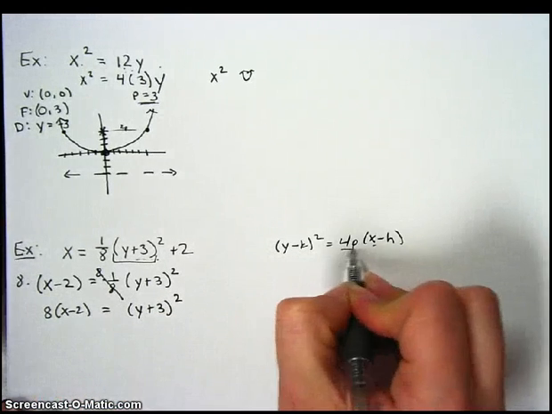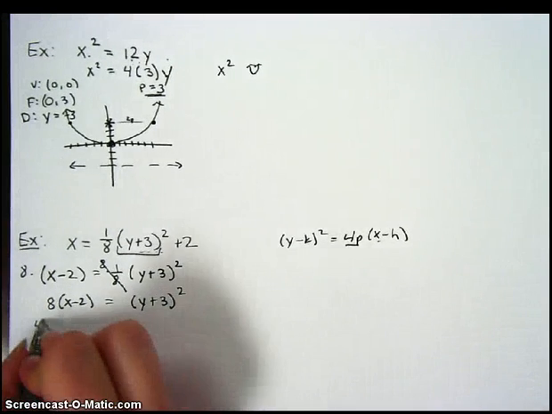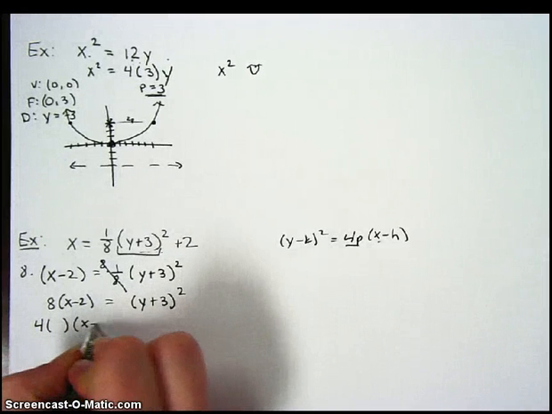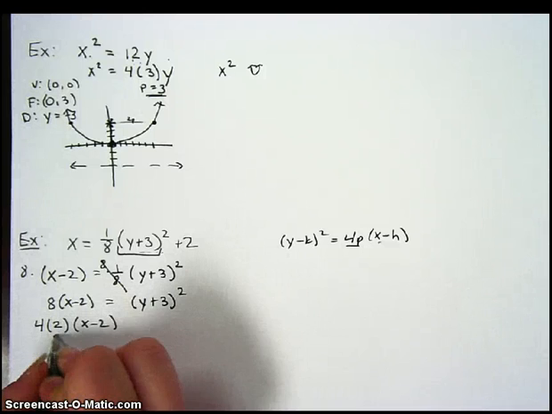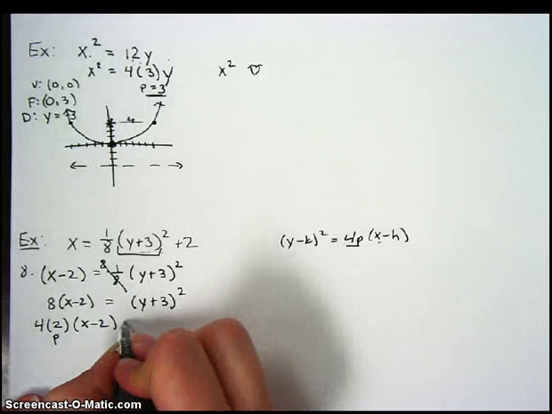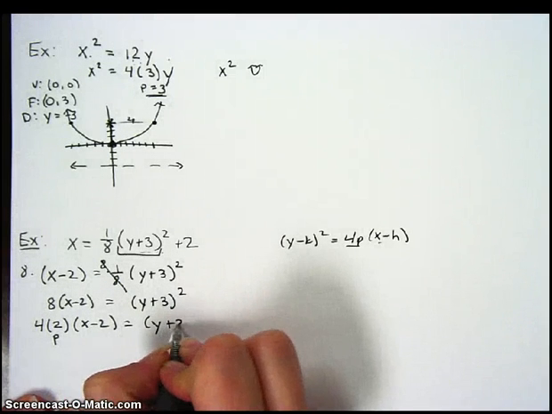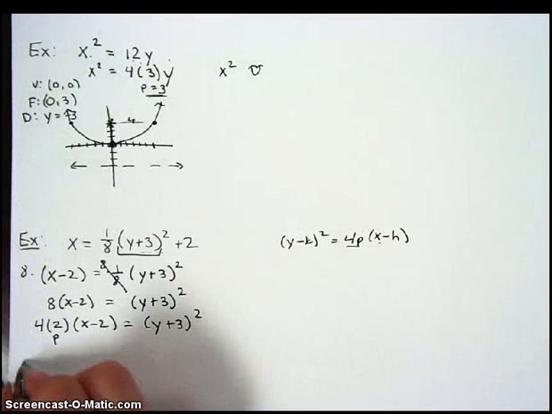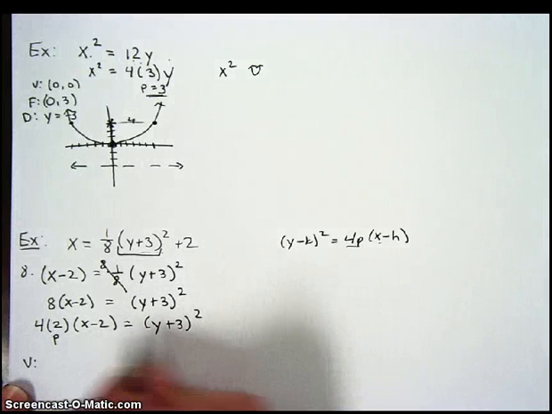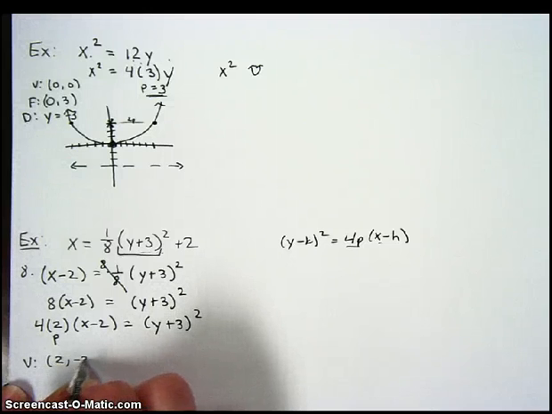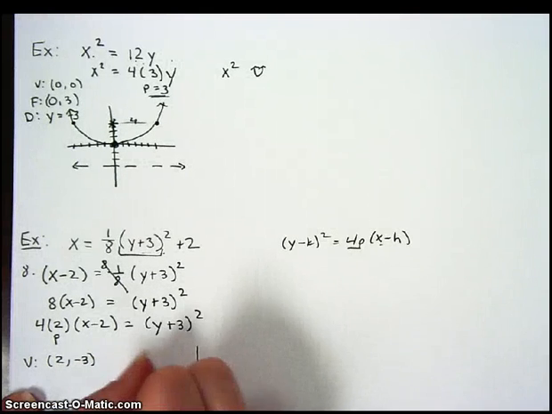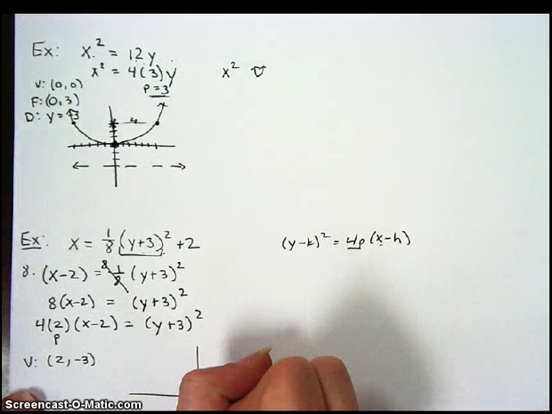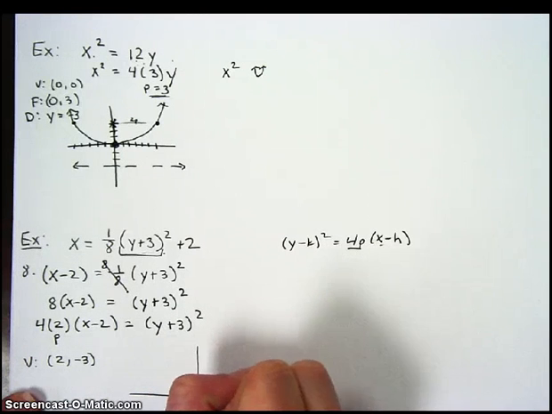Last thing to do is to put it in 4p form. So we'll have 4 times p, (x minus 2). We know we need to get to 8, so 4 times 2, which I'm going to label as my p, will equal (y plus 3) squared. My vertex is always at h comma k, so we look at the x term, comma the y term, so my vertex is going to be at 2, -3, again changing your signs. So if we go ahead and graph this, we go to 2, -3, and there's my vertex.